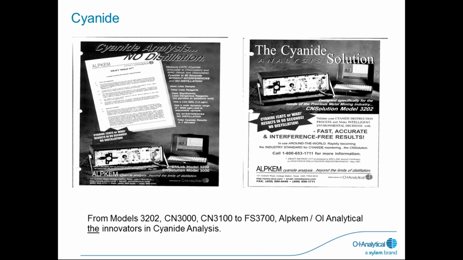Our first instrument was the CN3202, which we launched in the mid-90s. And that also then followed the OI 1677 available cyanide method that the EPA approved in 2000. So from our models 3202 to CN3000, CN3100 to the FS3700, Alpkem, OI Analytical are the innovators in cyanide analysis.